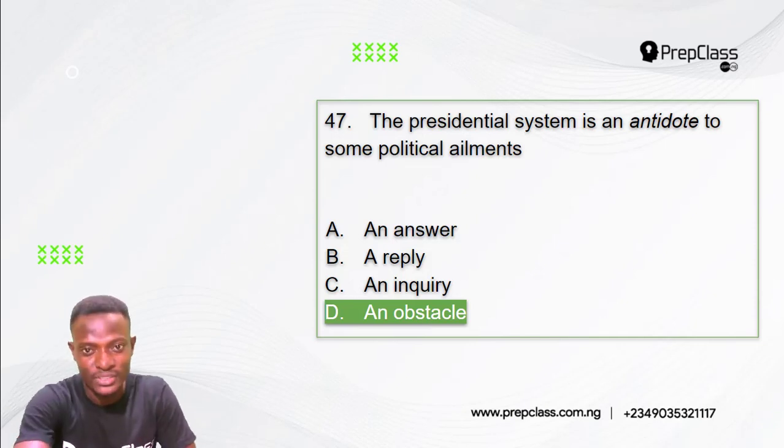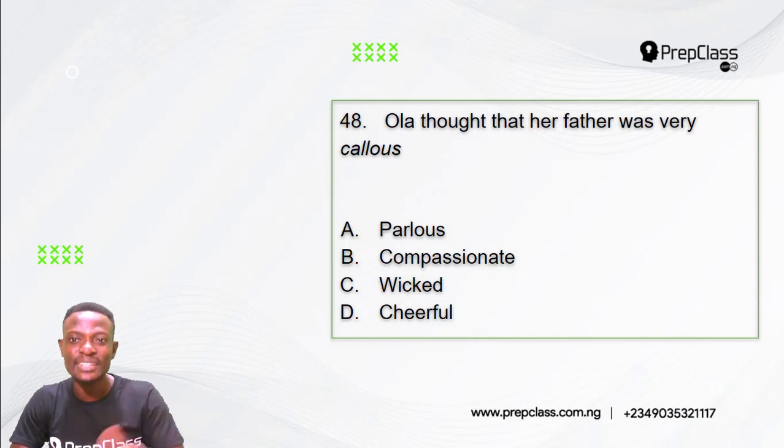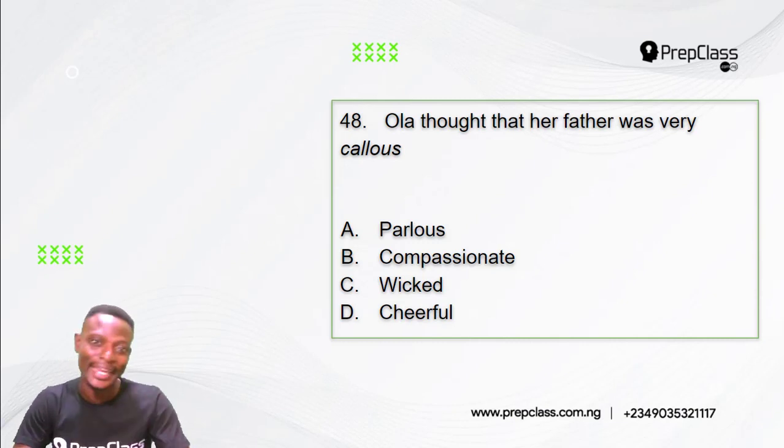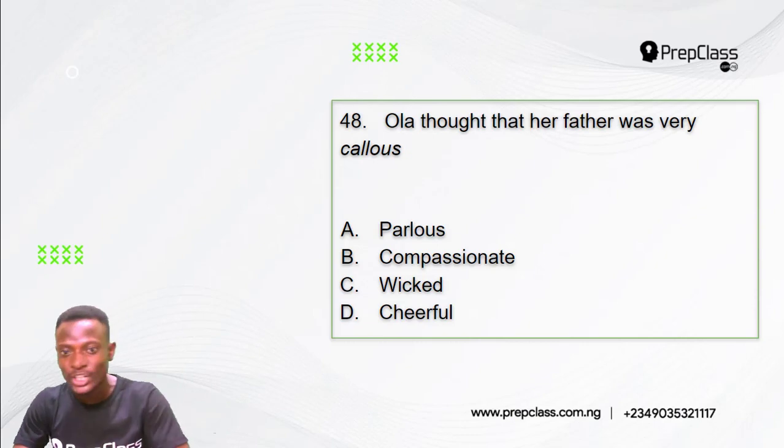Moving on, question 48. Ola thought that her father was very callous. The opposite in meaning to callous is what we are to select from the options. Option A, callous. Option B, compassionate. Option C, wicked. Option D, cheerful.